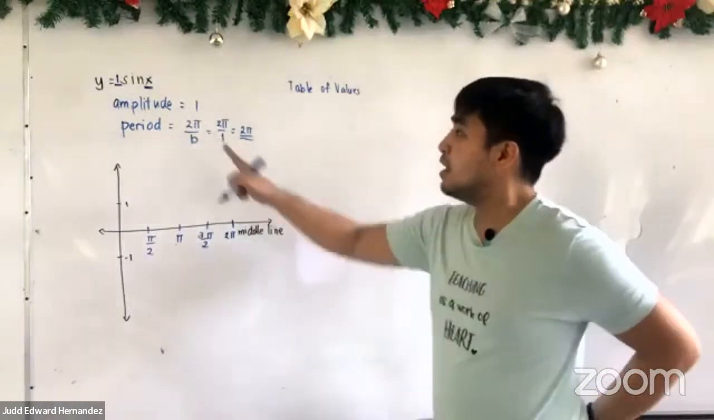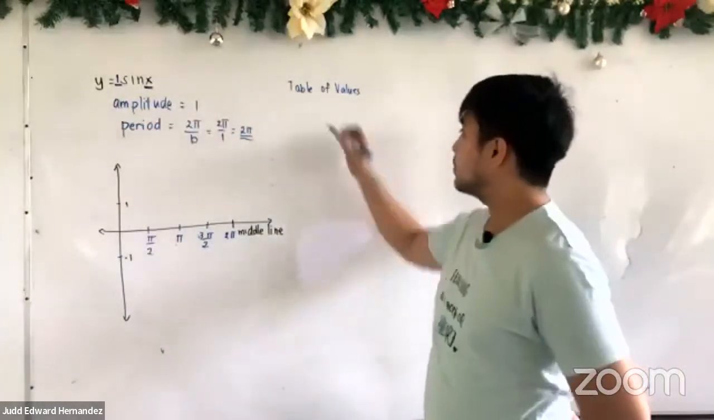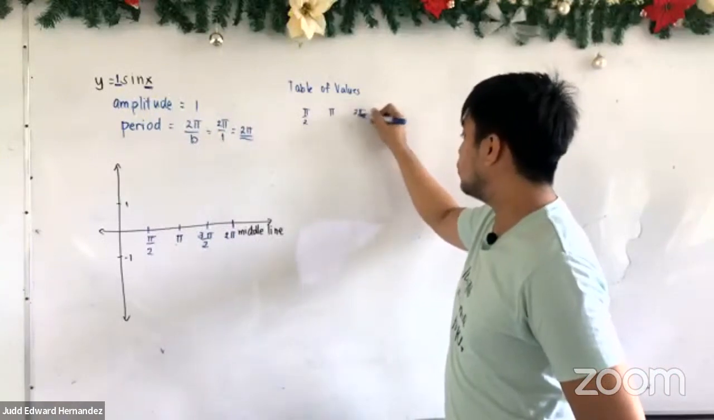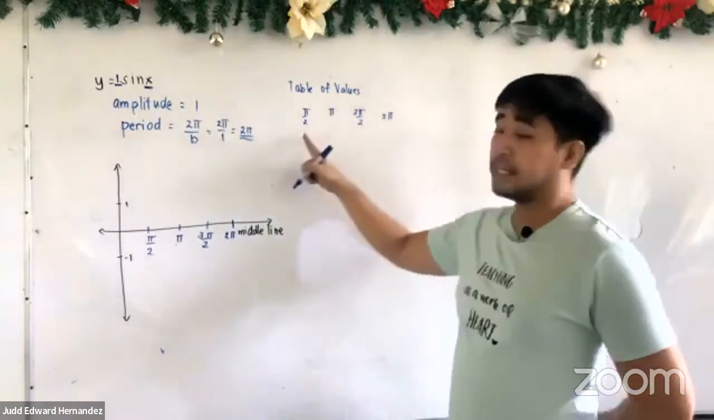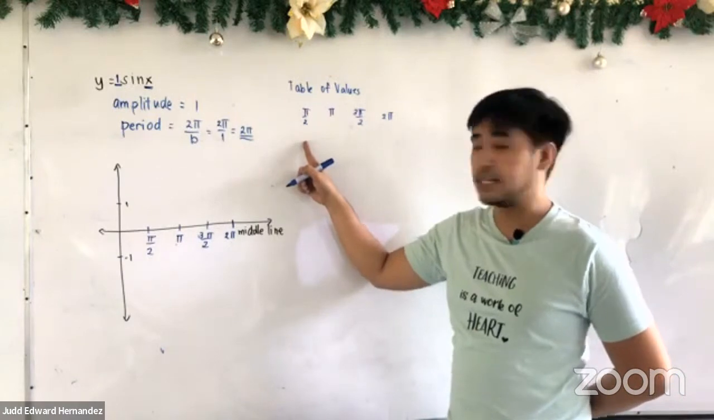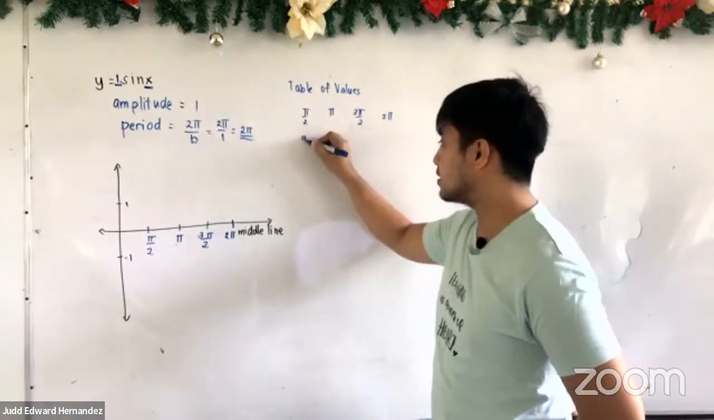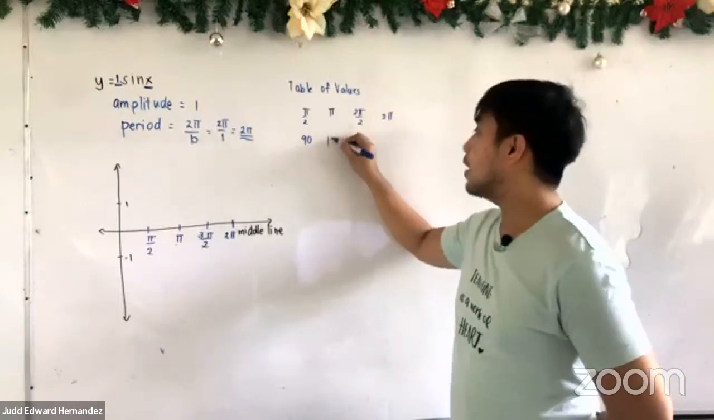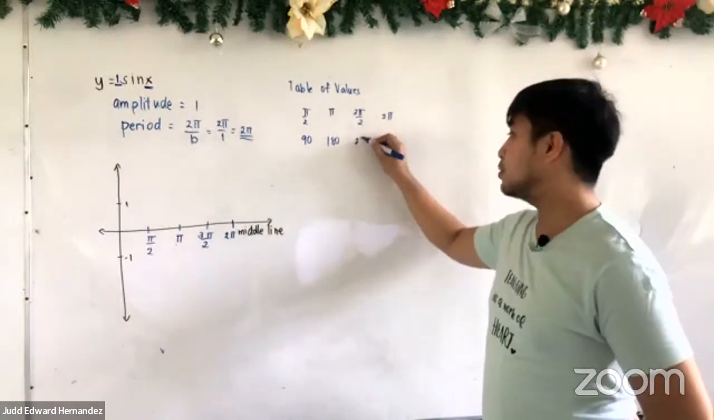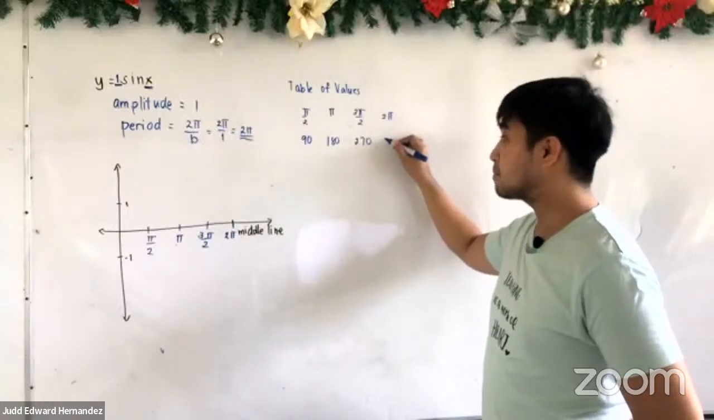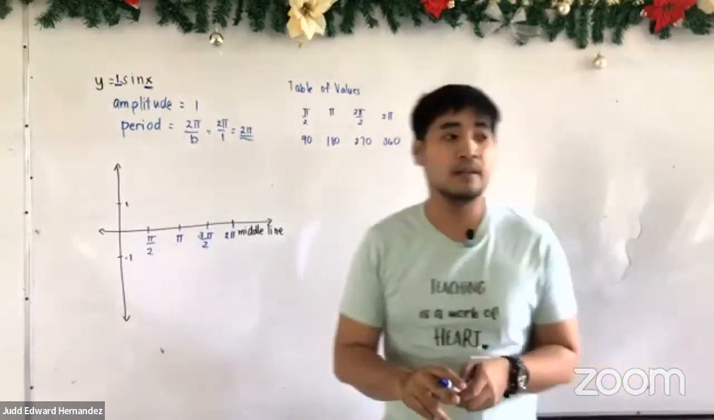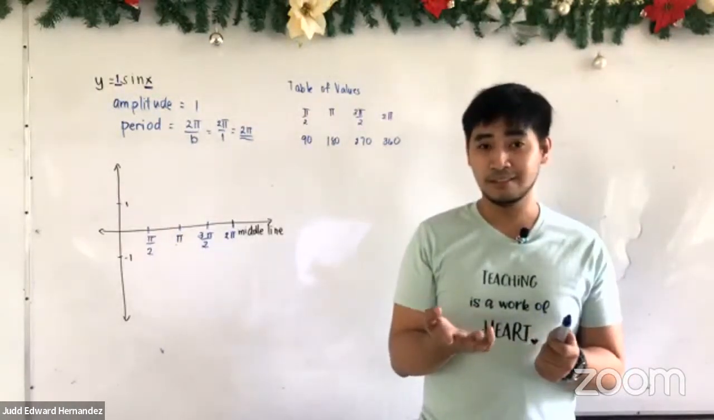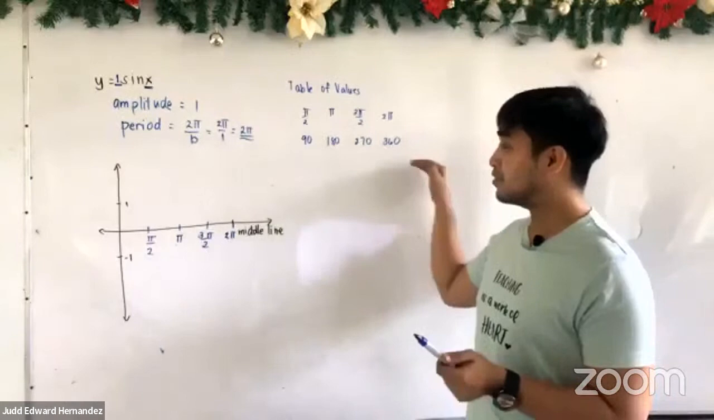Table of values. We are dealing with sine. Okay. This is pi over 2. This is pi. This is 3 pi over 2. This is 2 pi. In degrees, let's convert this into degrees. We could say that in degrees, this is 90, 180, 270, 360. Can you still remember sine of the cos? Opo. Kasi doon siya hihinto.